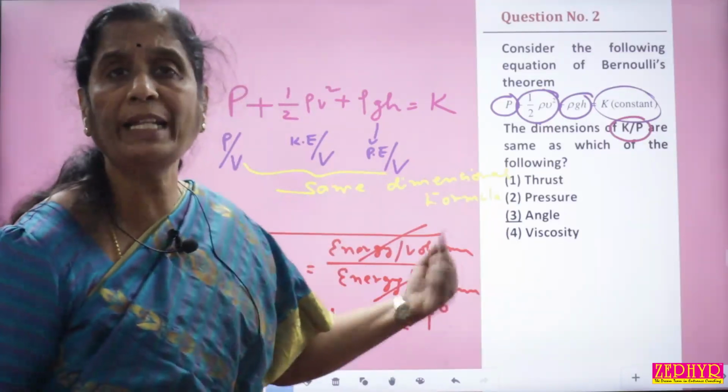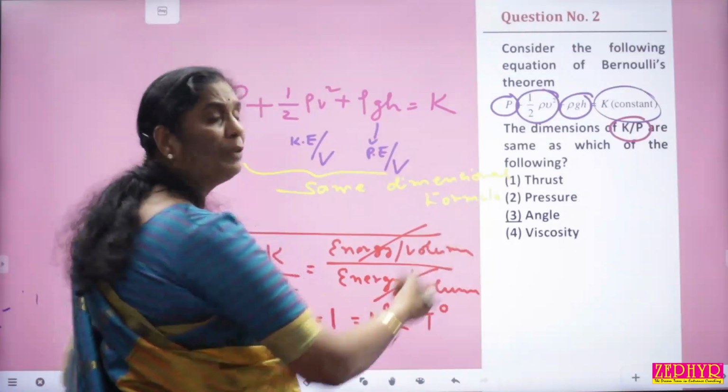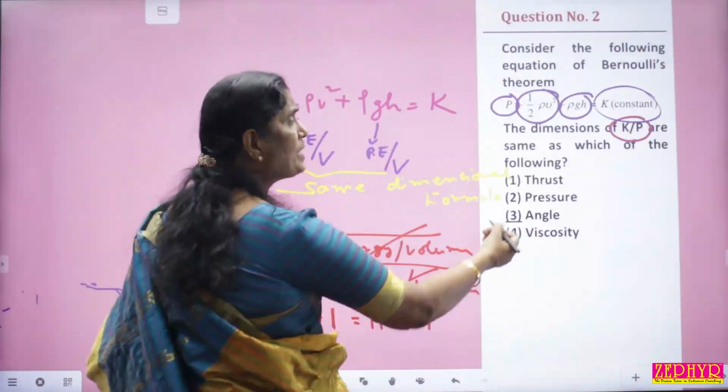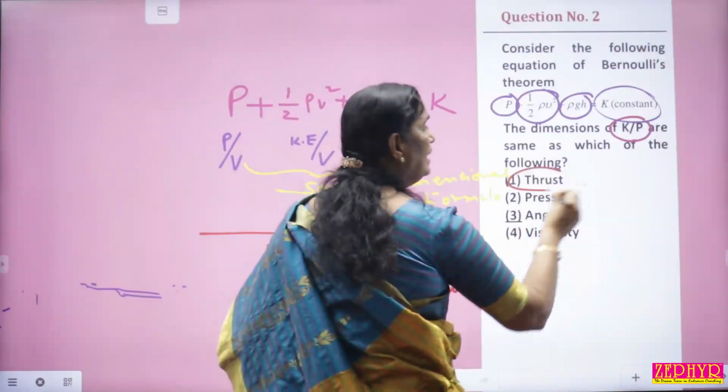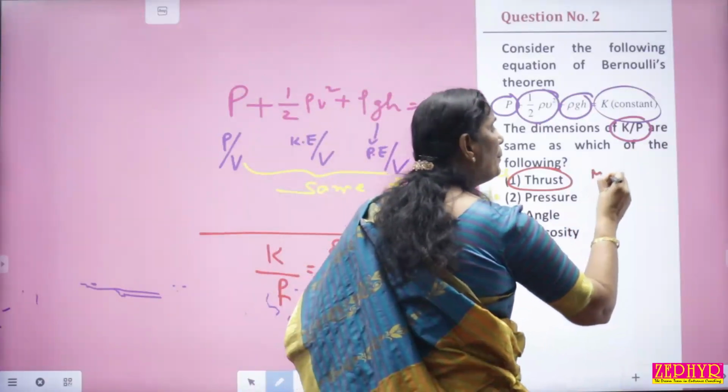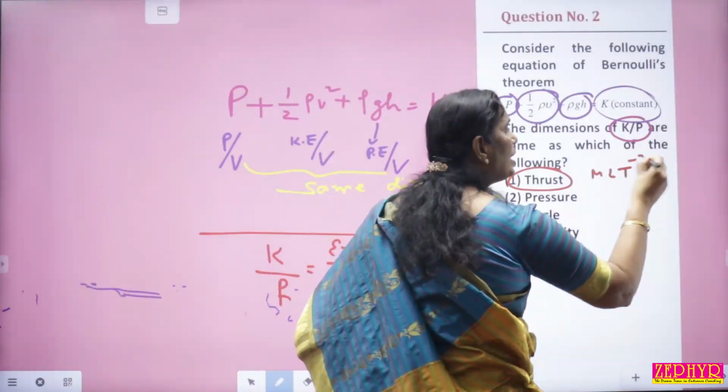Now how to select the choice? Now go through the choices. We have to select the dimensionless quantity. Which is the dimensional quantity? Thrust. Thrust means force. Force has dimension M, L, T raised to minus 2.